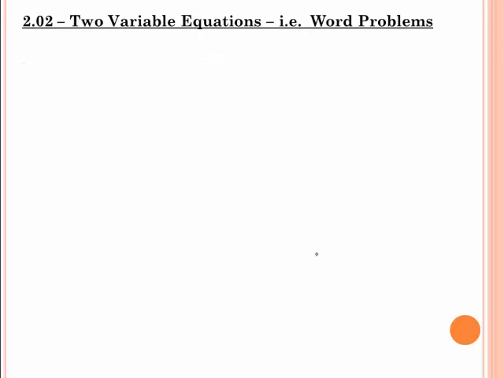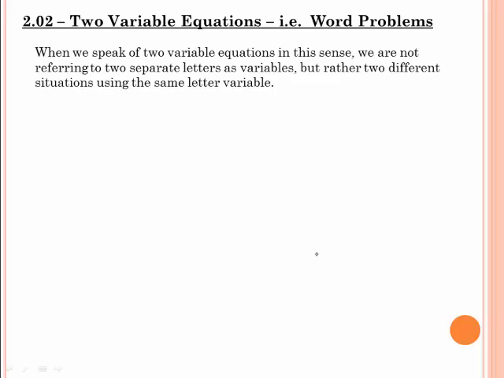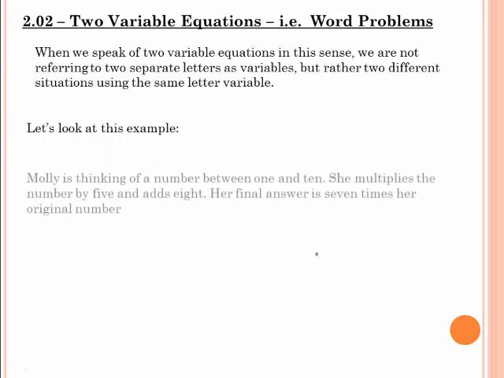Lesson 2.2, two variable equations, otherwise known as word problems. So if we're talking about two variable equations in this sense, we're not talking about two separate letters as variables, but rather two different situations using the same letter. So let's look at an example.